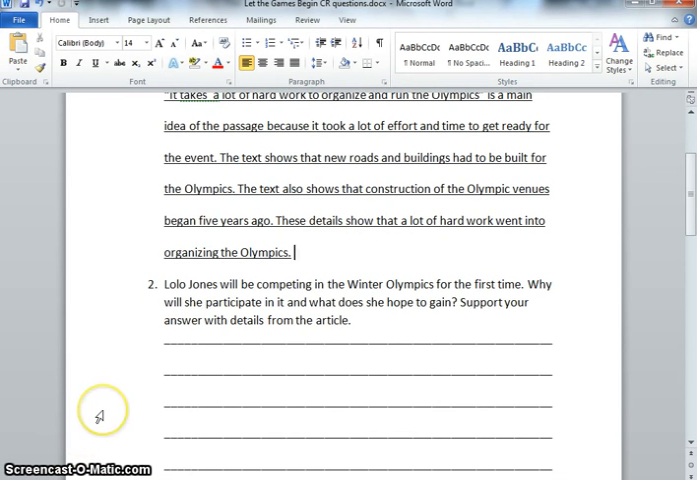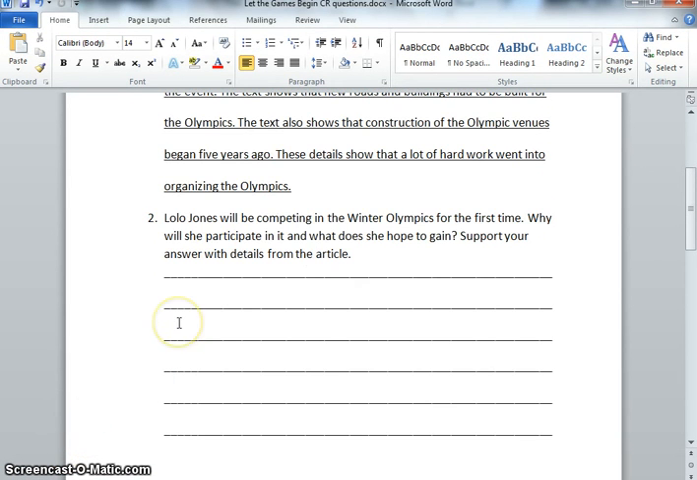Let's take a look at question number 2. It says, Lolo Jones will be competing in the Winter Olympics for the first time. Why will she participate in it, and what does she hope to gain? Support your answer with details from the article. My friends, many of you are answering only one part of the question. You're answering only this first part. But this word "and" here signals that there is a second part to the question that you have to respond to. Okay?